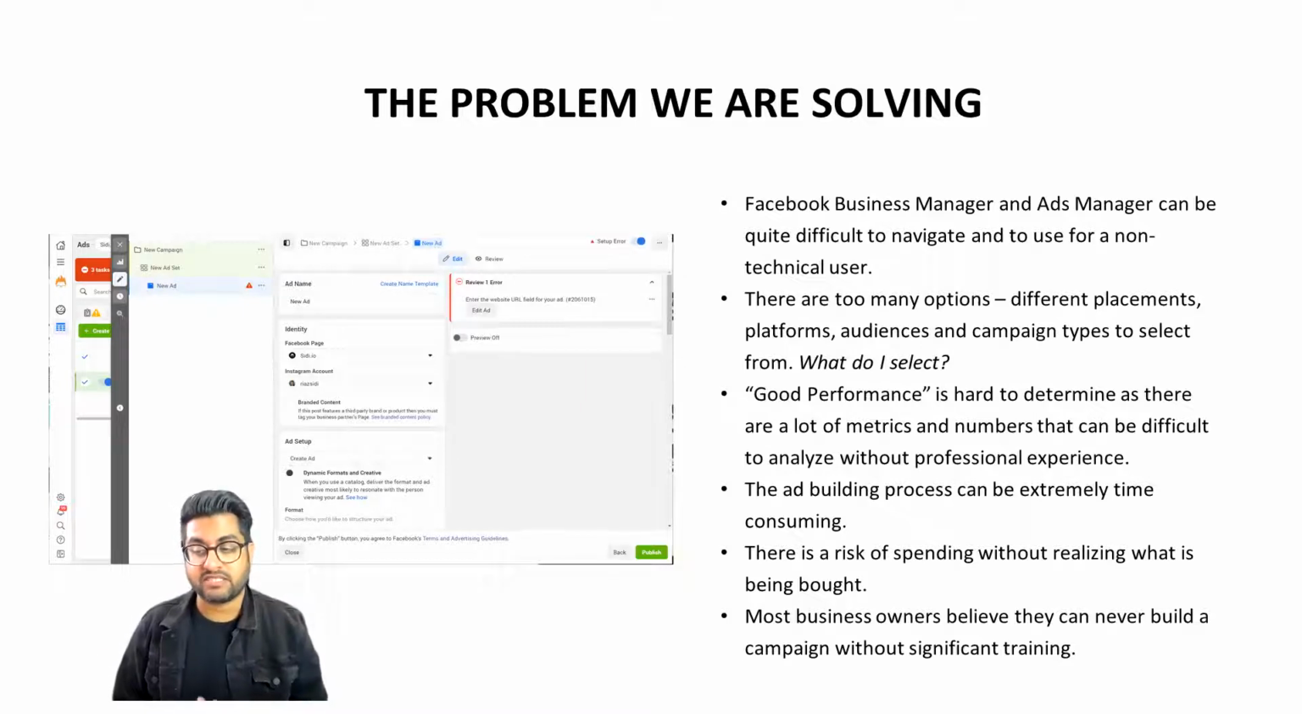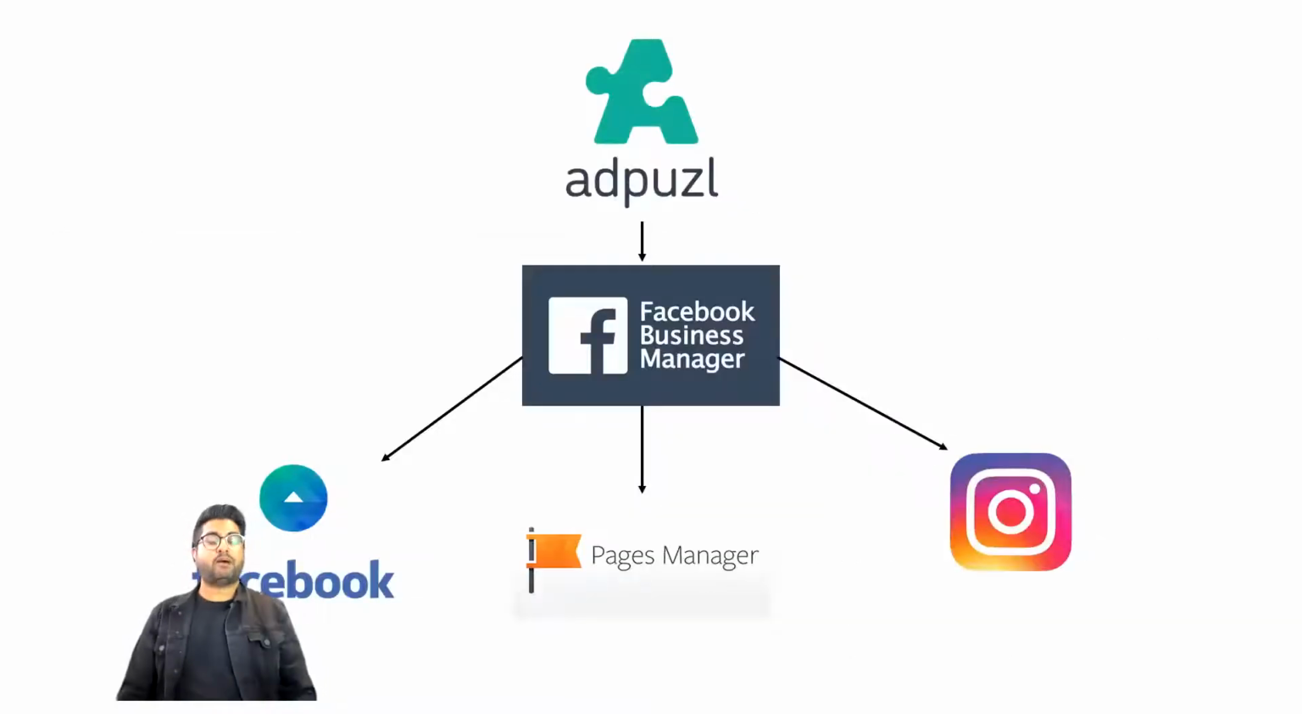The ad building process itself can be extremely time consuming. Of course, the worst risk is that you may be selecting options that don't work, and then ultimately you're stuck with a big bill, not knowing exactly what you spent it on. And that can be very overwhelming, intimidating, and confusing. And here's the other part, which is that most business owners believe they can never build a campaign without significant training. So is it difficult to build advanced, complex campaigns? Absolutely. But a lot of businesses, especially smaller businesses, don't need super complex campaigns. They just need to get a presence and to have a performing campaign based on the traditional marketing funnel. So I'll jump into that as well. So that's the problem we're solving.